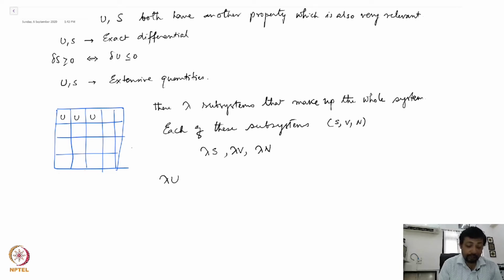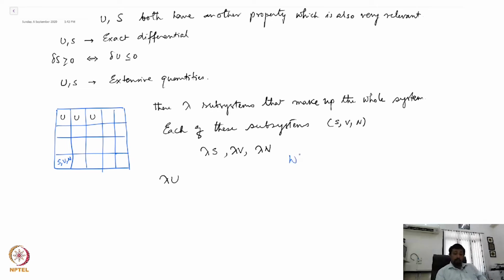Let's look at the system which is made up of lambda subsystems. Let's just draw it properly here. So each of these subsystems have S, V and N. This is a hydrostatic system we are talking about. So I have a gas which is contained in a container, and I subdivide the volume of the whole container into lambda subsystems. Each of these subsystems have the entropy S, the volume V and the particle number N.